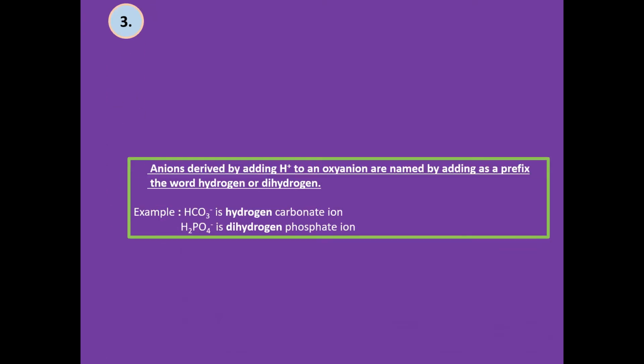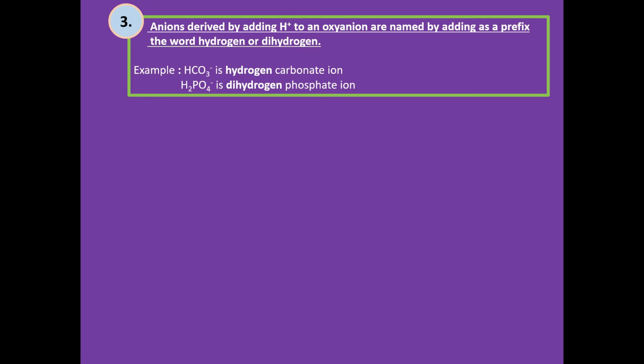The third part, anions derived by adding H+ to an oxyanion are named by adding as a prefix the word hydrogen or dihydrogen. For example, HCO3- is hydrogen carbonate ion. H2PO4- is dihydrogen phosphate ion.